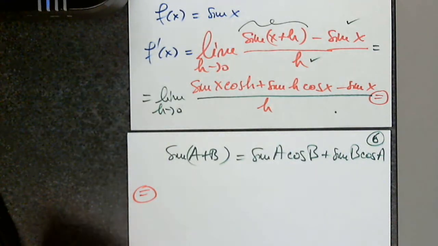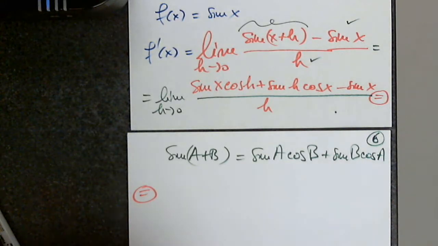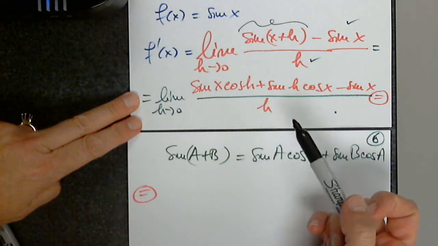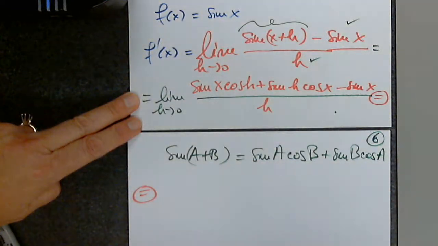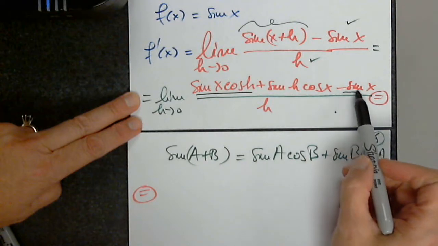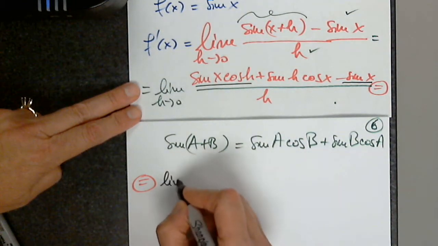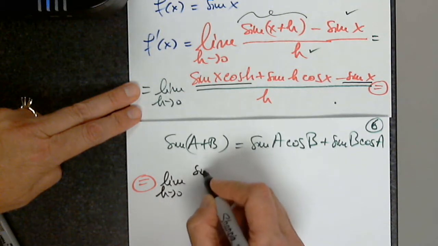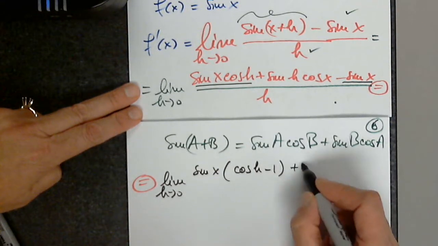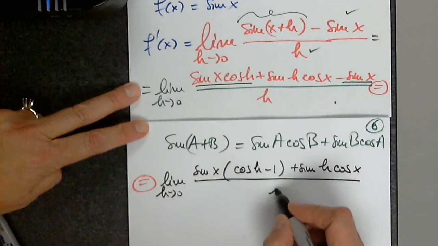Good. Next. I will have to look at these two and factor out what? Good. And I have sine x times cosine h minus 1, plus sine h cosine x, divided by h.